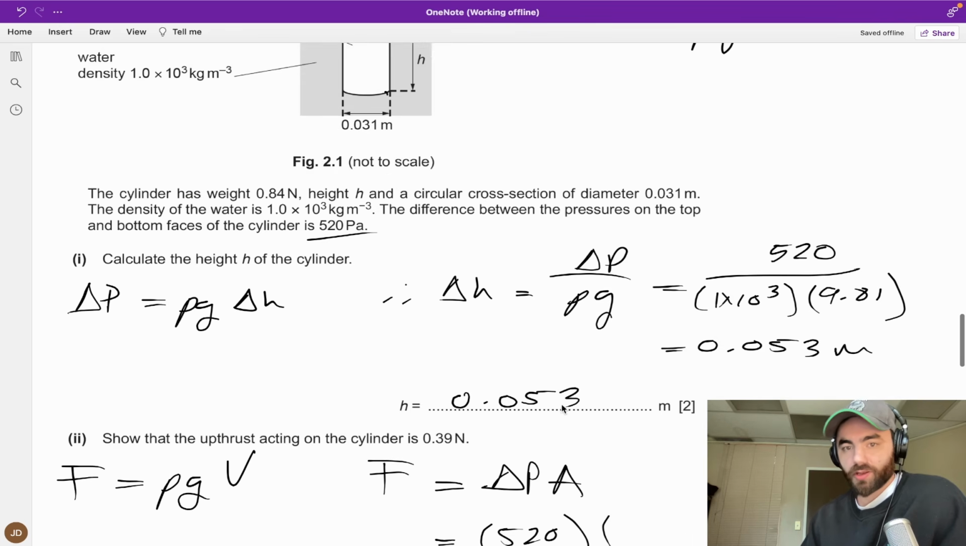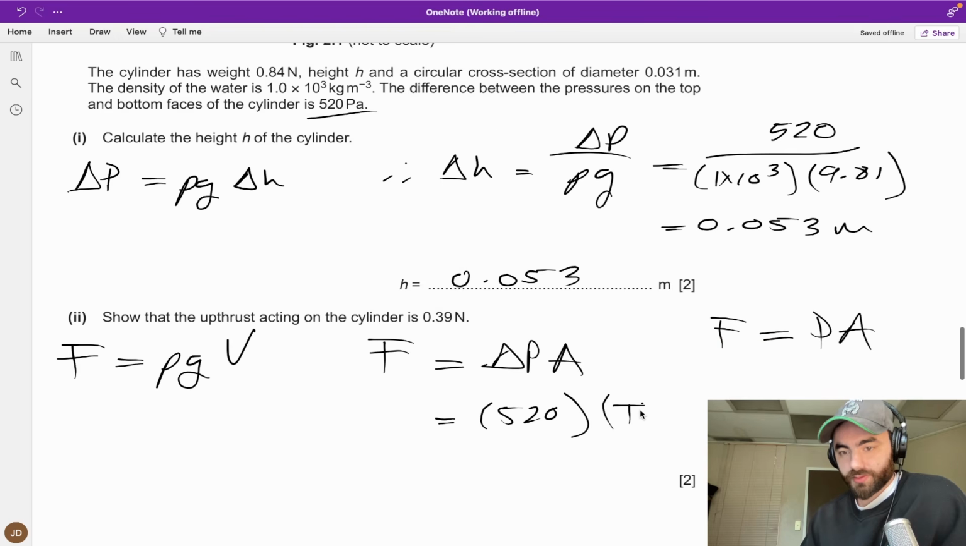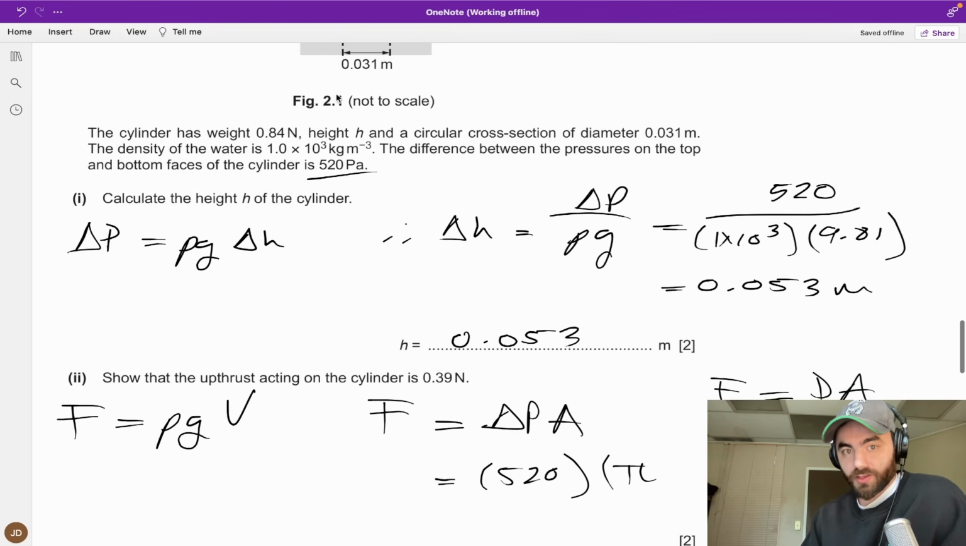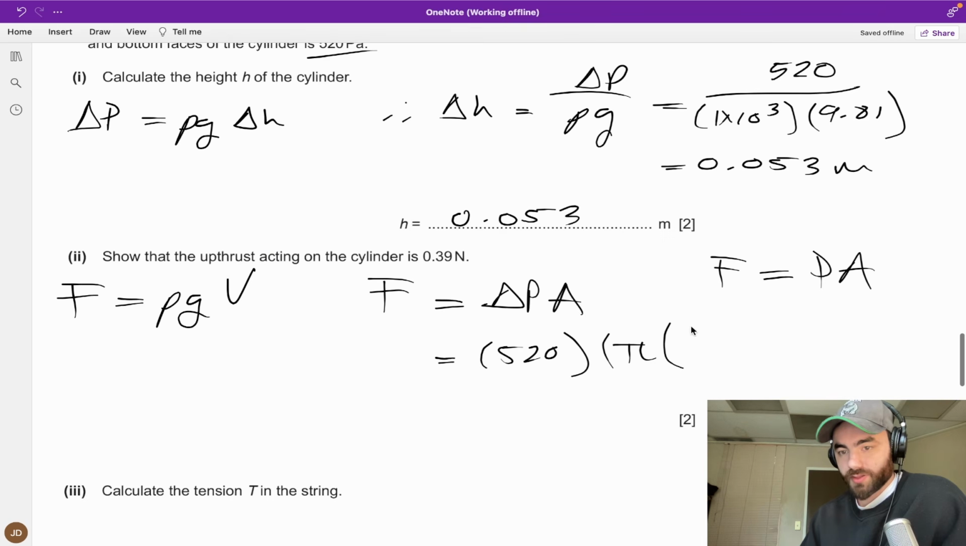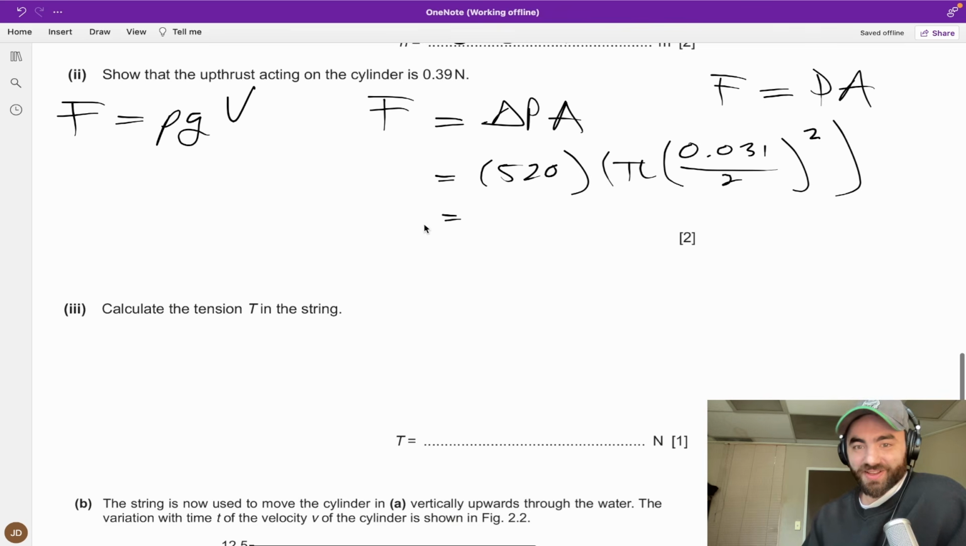So the change in P is 520, the change in pressure, and the area, well, it's just going to be the area of the circle, so pi r squared. This is the diameter, so we need to halve that. So r squared is going to be 0.031 divided by 2, squared, times pi. Imagine if it didn't equal 0.39. It's so embarrassing. It does, look at that. So this is 0.39 newtons, rounded to 2 significant figures.